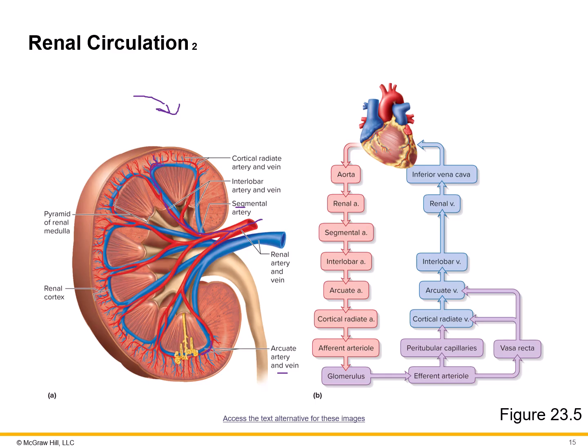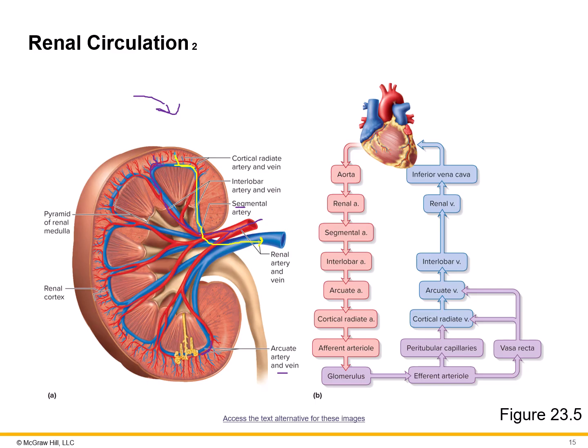We start with the smallest vein. So that would be our cortical radiate veins. Okay, let me get a better color here. Here we go. Cortical radiate interlobular veins. It drains into the arcuate vein. We go down, we get a little bit bigger. We're in the interlobar vein. Again, a little bit bigger, but this time we skip segmental. No segmental veins. We go directly from the interlobar into the renal vein.